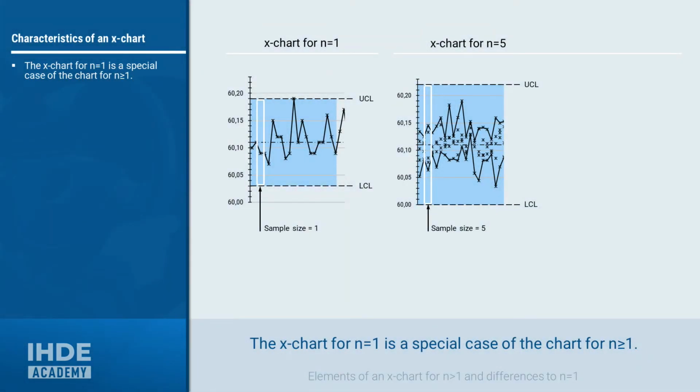An excerpt of an X chart for a sample size of 1 is shown on the left. On the right side for a sample size of 5. Comparing the upper and lower control limits with each other, it can be clearly seen that the control limits are further apart with a larger sample size when all other parameters remain the same. We will go to the bottom of the reason for this next.